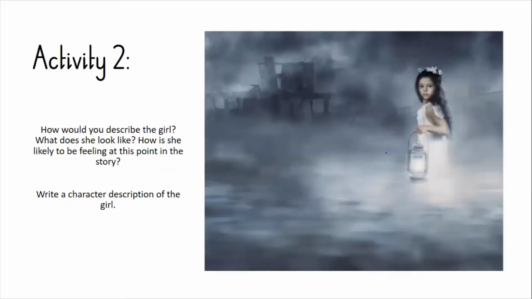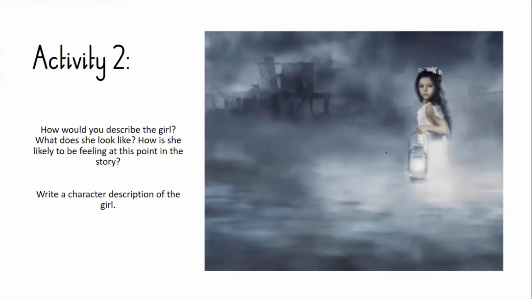So today we are going to be looking at activity 2, and we are going to be looking at describing the character in this picture, which is the girl. We are going to think about, how would you describe the girl? What does she look like? How is she likely to be feeling at this point in the story? And then after we've come up with lots of different ideas, we're then going to be writing a character description of the girl.